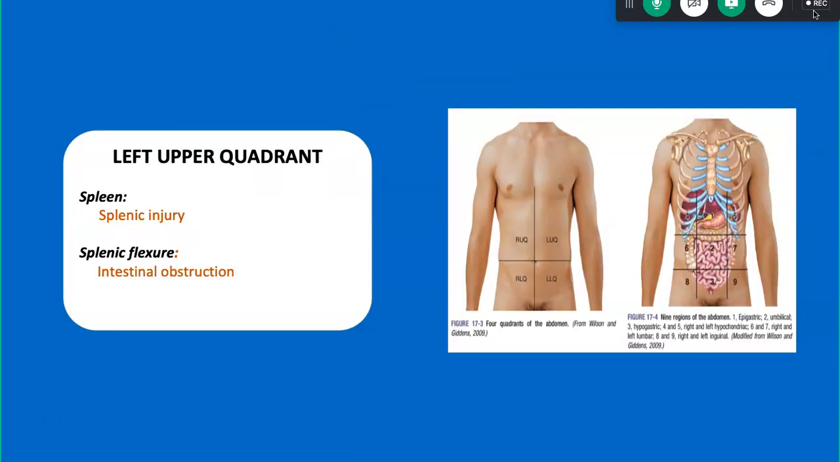Great. We're going to move on to the left upper quadrant now, and there we're going to think about diseases of the spleen and the splenic flexure, where intestinal obstruction is also another entity.